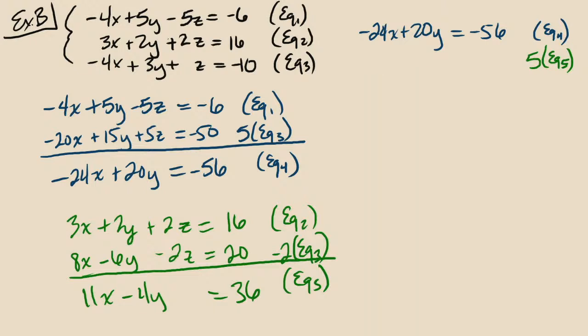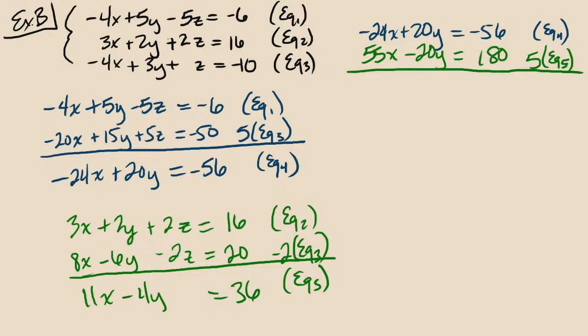Okay, I can't draw straight lines. You guys know this. Okay, 5 times 11 is 55. So we get 55x. We get negative 20y, which works out nicely for us. And we get, oh goodness, 5 times 36, which is 180, according to the book.